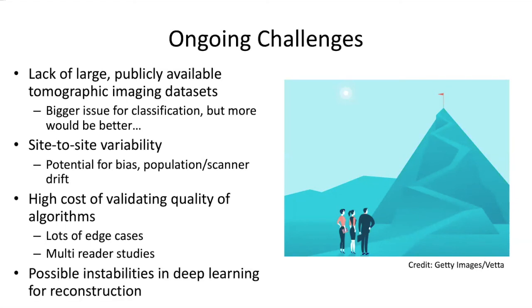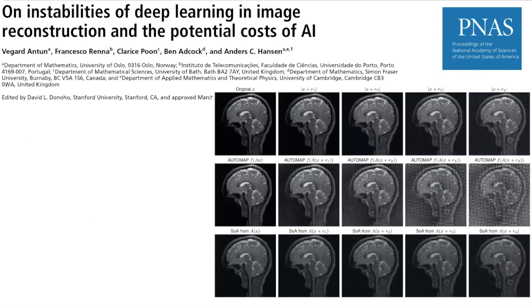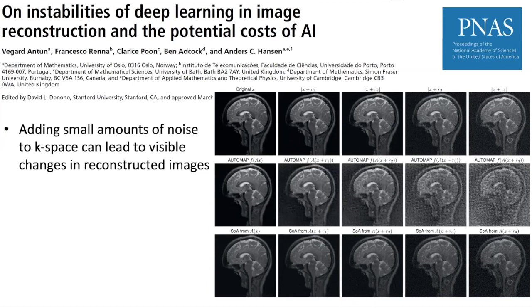And then finally, the last thing I want to talk about is the question of instabilities in deep learning for reconstruction. And this has come up a bit. Some of you may have seen this paper, which I feel slightly responsible for because it was edited by somebody from Stanford. What they basically showed was that if you added small amounts of noise to k-space, you can end up with visible changes in the reconstructed images that seem to plague deep learning algorithms worse than conventional algorithms like parallel imaging, compressed sensing, or just Fourier reconstruction. Now, we're worried that this could lead to misdiagnoses.